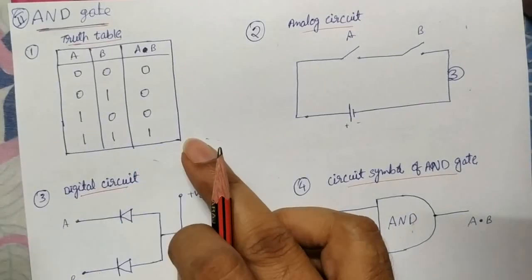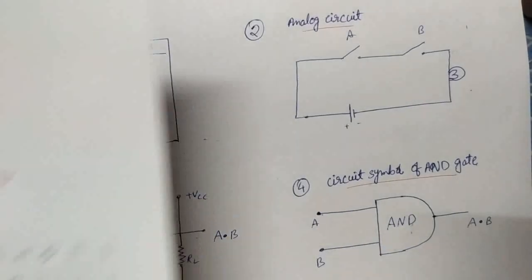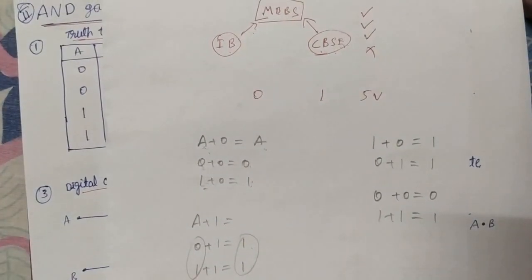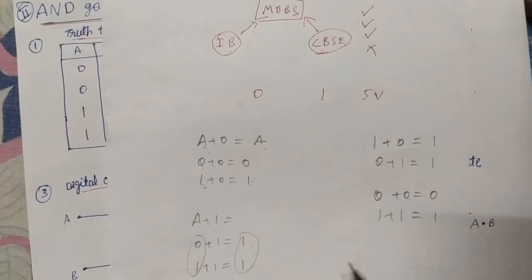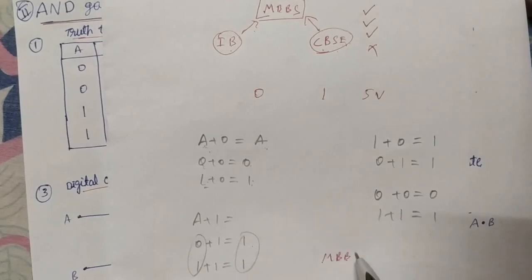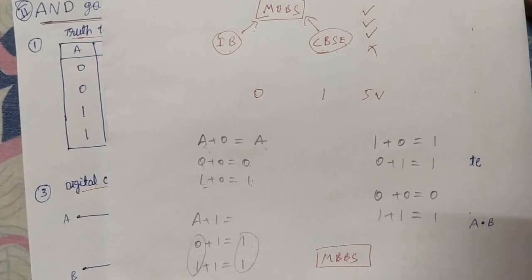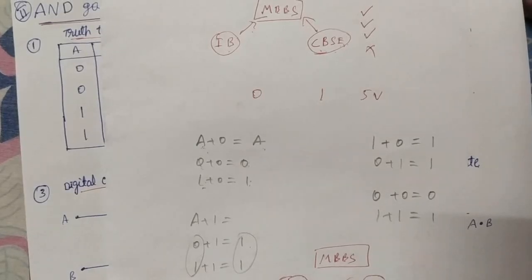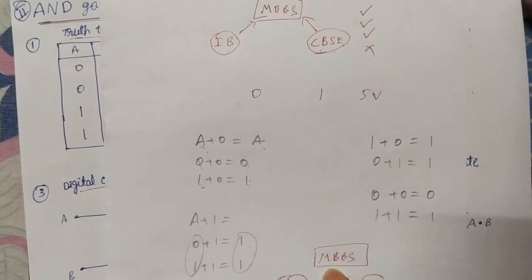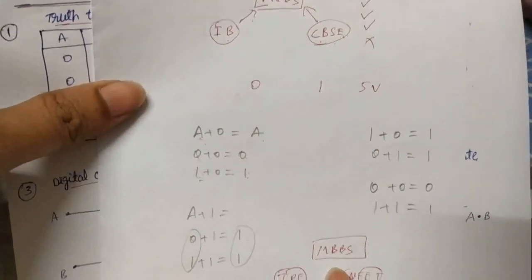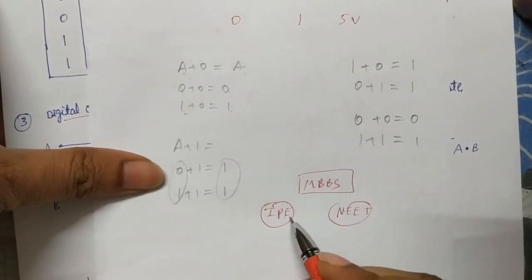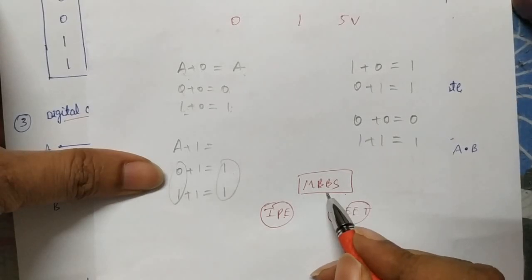Where do we use this type of logic? For example, to join MBBS, you should pass IPE and you should qualify NEET. Both he has to qualify. If anyone is failed, he is not able to join; he is not eligible. He has to pass IPE, and NEET also he has to pass. And if anyone is failed, he is not qualified to join MBBS.